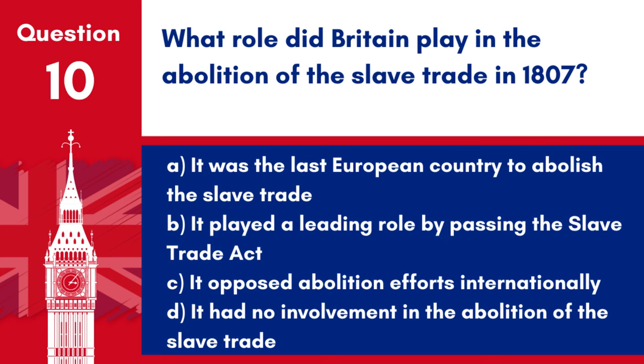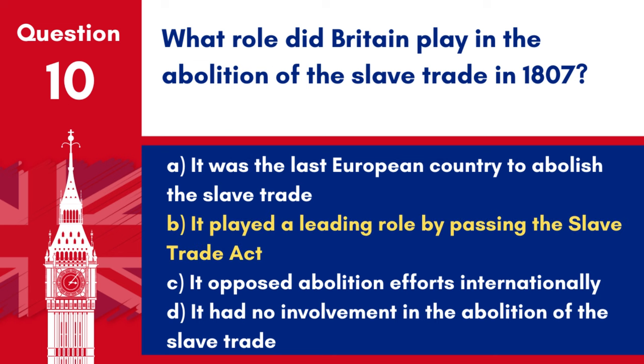Question 10. What role did Britain play in the abolition of the slave trade in 1807? A. It was the last European country to abolish the slave trade. B. It played a leading role by passing the Slave Trade Act. C. It opposed abolition efforts internationally. D. It had no involvement in the abolition of the slave trade.